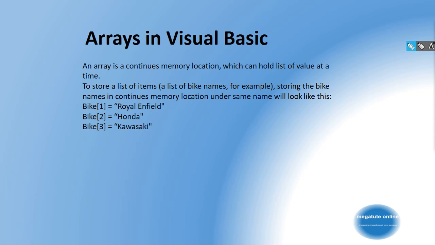For example, here we have shown you an example of an array where the array name is bike. If you see, all these three variables have the name bike. The only thing changing is the index value inside, but they are holding different string data. So this is an example of a string array, which is holding three members or three contents of string type. Now how do we declare an array in Visual Basic?